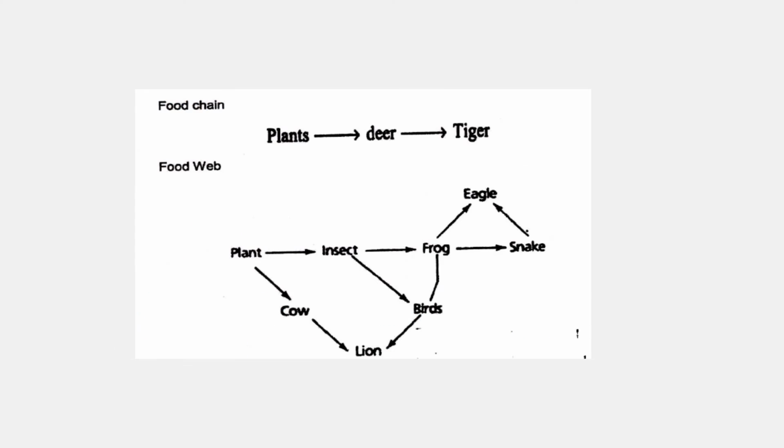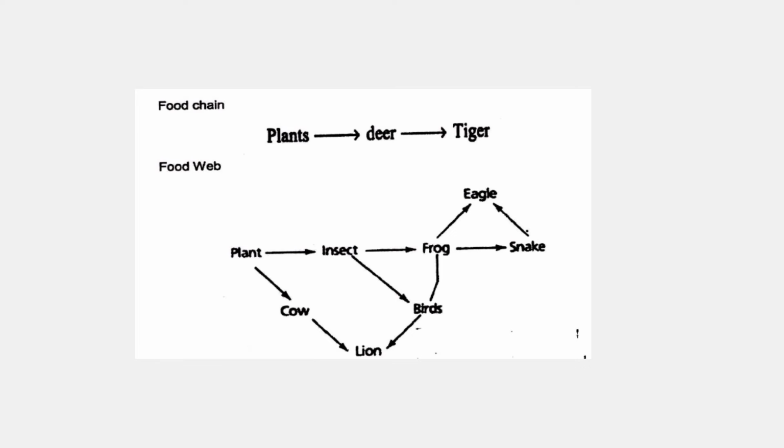Okay. The next one is given in a textbook. This is the textbook representation. Food chain as plants, deer, tiger. Simple. Plants produce, deer primary consumer, tiger secondary consumer. Only 3 levels. I hope you follow. I repeat, plants produce, deer primary consumer, tiger tertiary consumer.